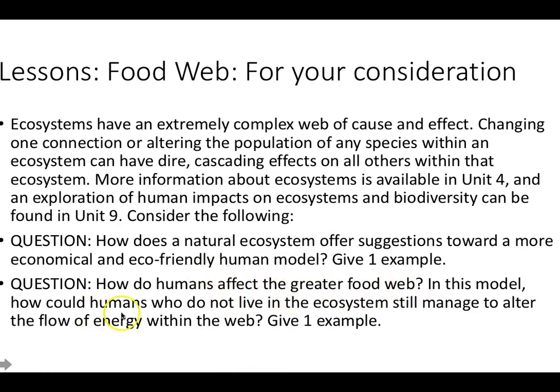The second question is, how do humans affect the greater food web? In this model, how could humans who do not live in the ecosystem still manage to alter the energy flow? Give an example. So I'll go back to my example of housing. You have these developments of apartments or these housing developments, and when they do it, it seems like everything is thought out as far as the planning board and things of that nature.